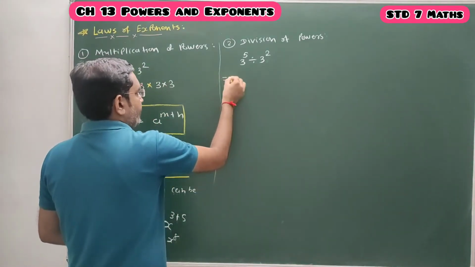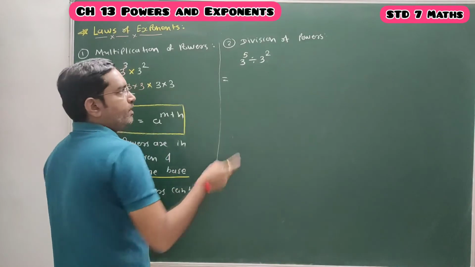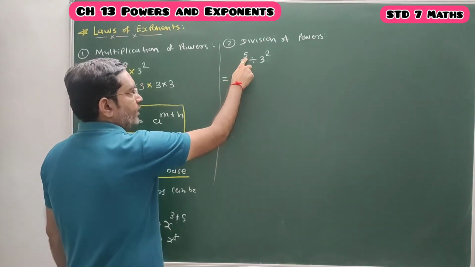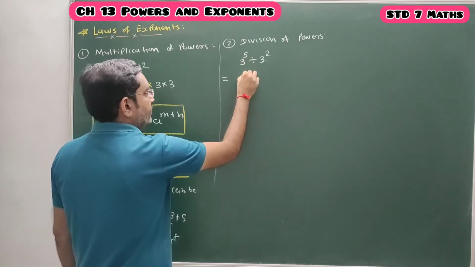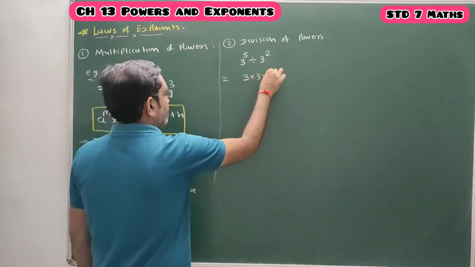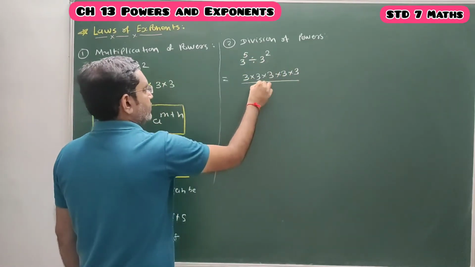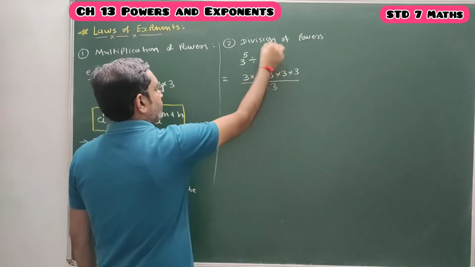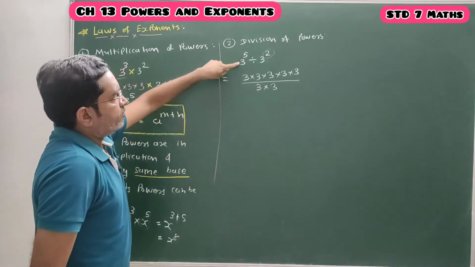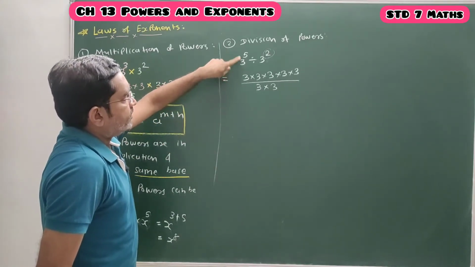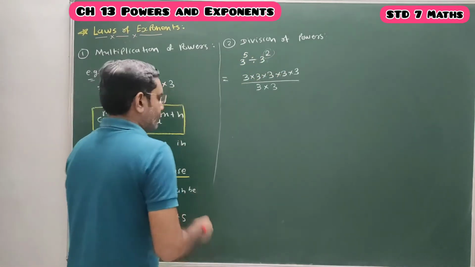For division, we can write like this. 3 raised to 5 means multiplication of 3 with 3, repeated, as many times as its power. Your power is 5, so 3 multiplied with 3, 5 times: 3 into 3 into 3 into 3 into 3, divided by 3 square. Your power is 2, so you multiply 3 with 3, 2 times. The numerator has 1, 2, 3, 4, 5 threes, and the division is written with the denominator below, done.